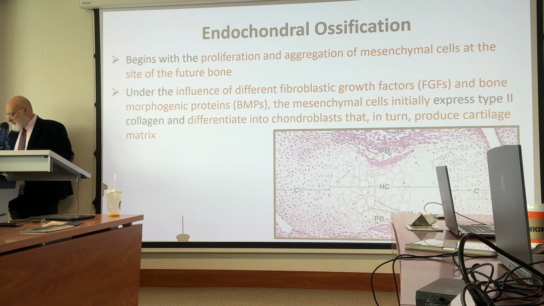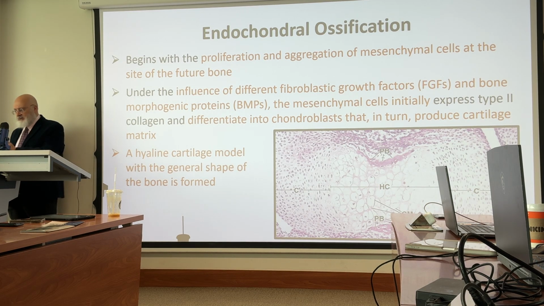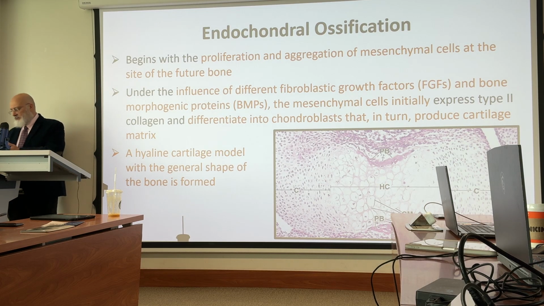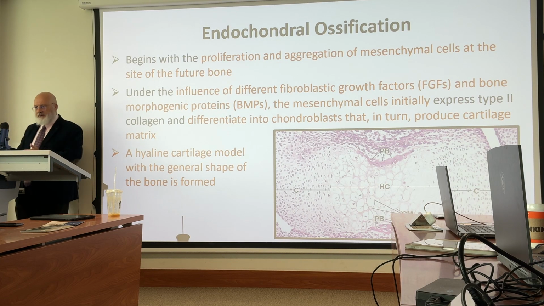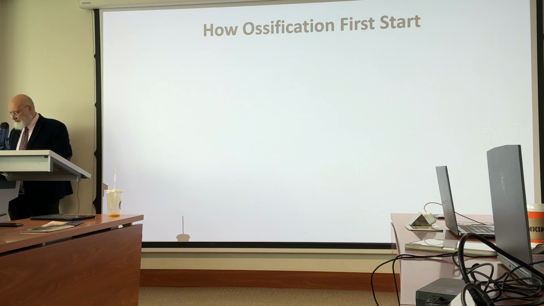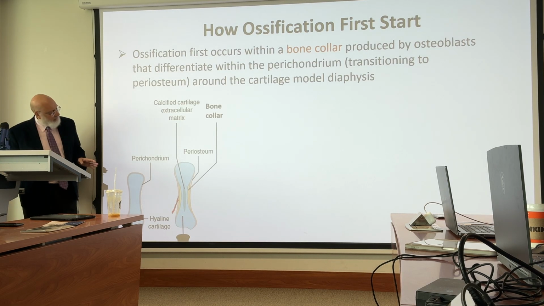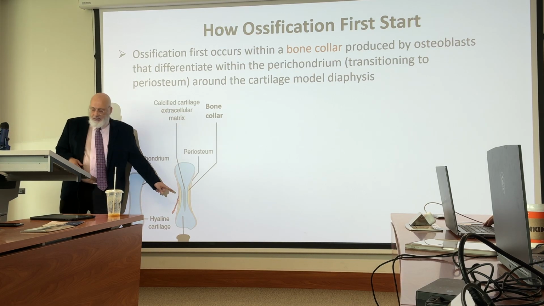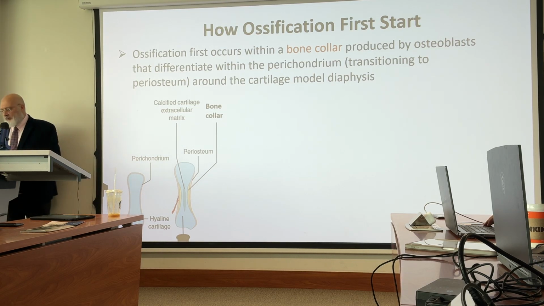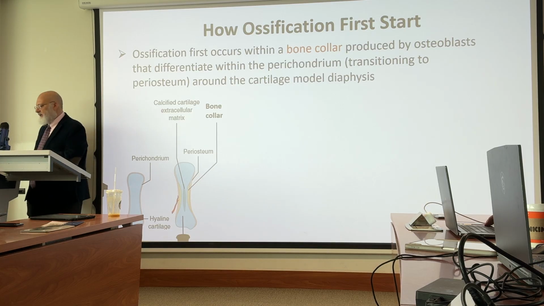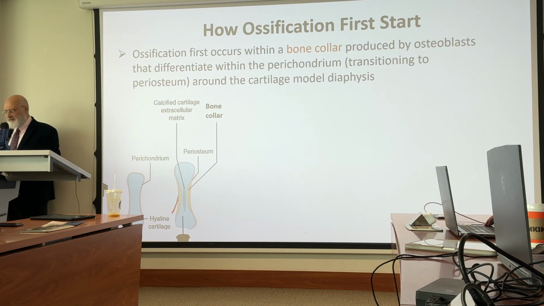So this is the major difference between the two. Membranous ossification: mesenchymal cell, osteoprogenitor, osteoblast. But in endochondral ossification: mesenchymal cell, chondrocytes, and then ossification. So it's hyaline cartilage. The first site where we can see ossification happening, at the mid shaft here, is called the collar bone. It's produced by osteoblasts differentiating from the perichondrium. Perichondrium will also start to become periosteum and then become able to make osteoprogenitor cells and osteoblasts.